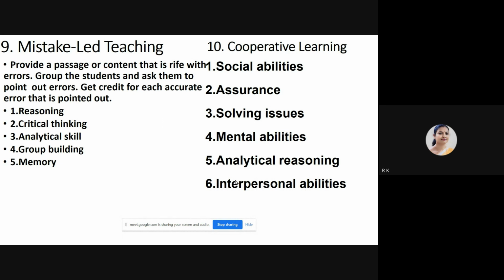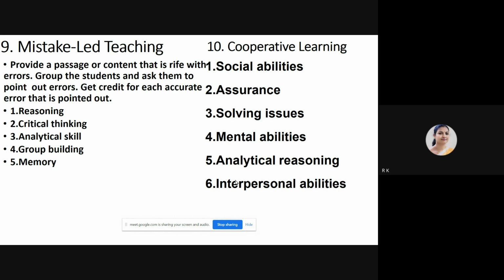That day, she made a mistake. She gave us this passage. There were a couple of mistakes in it. So there is a probability that it will increase your memory power. Because of this mistake-led teaching method, reasoning skills and critical thinking will be developed, along with analytical skills, group building, and improved memory.